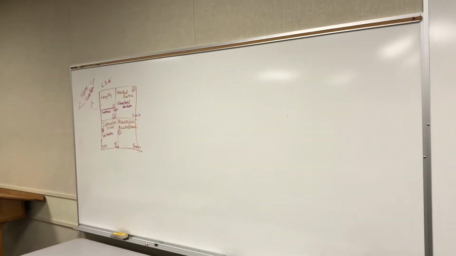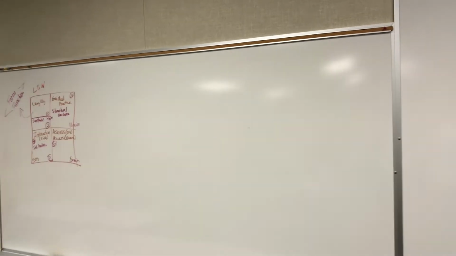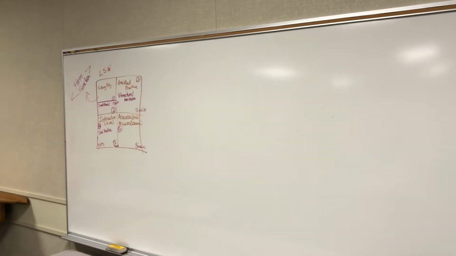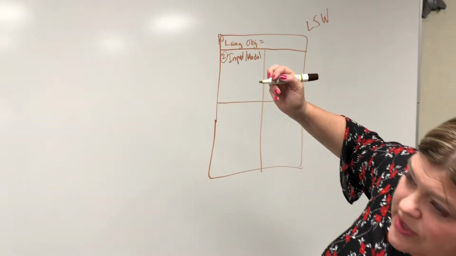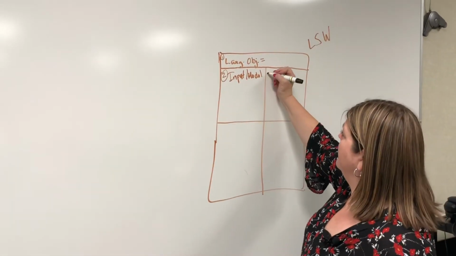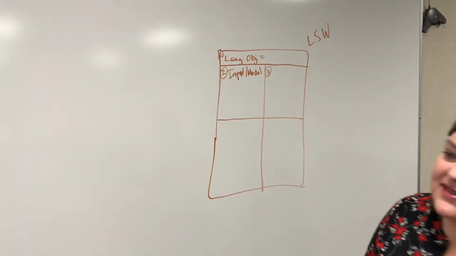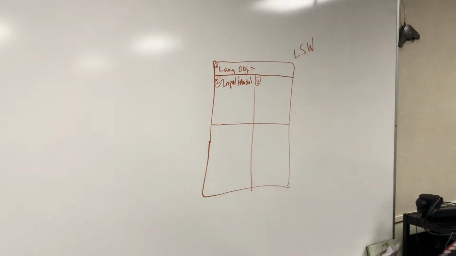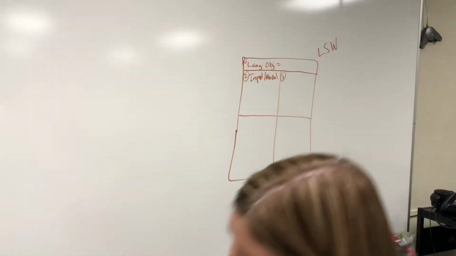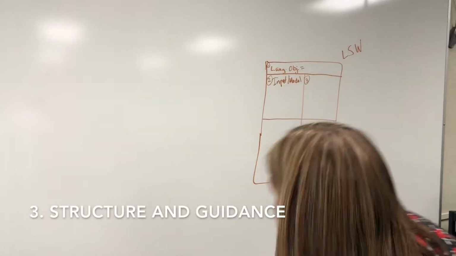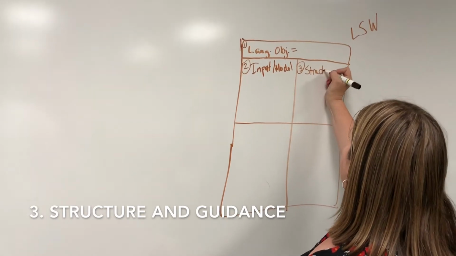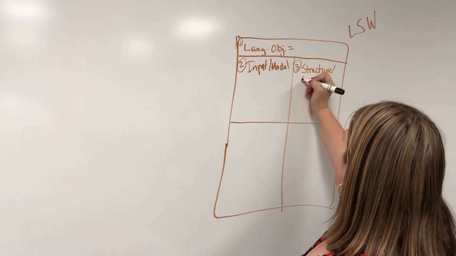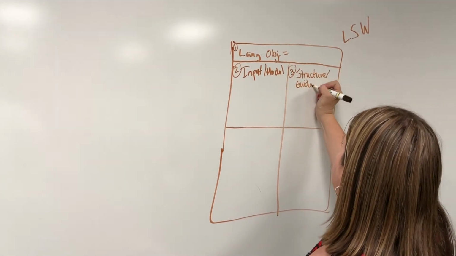So just keep that in mind when you're thinking about that input piece. Next, and Steve's just panning over here to my chart on the wall. 3 is going to be what I think of as guided practice, and we're going to call this structure and guidance. Okay, thank you, Steve. Structure and guidance. And I call this guided practice because I'm old.